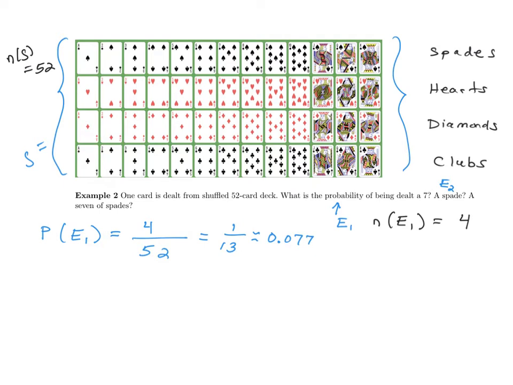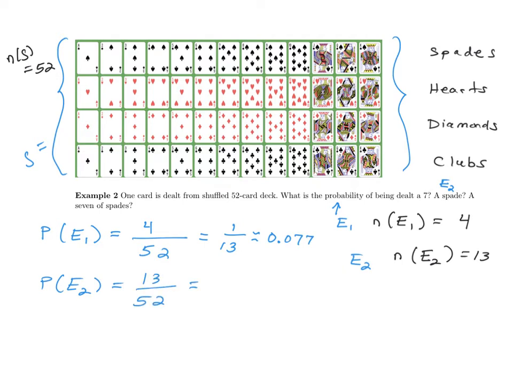So for that event, E2, being dealt a spade, what is the number of things in the event? When we're talking about spades, we're talking about all of the things in this suit. That's a total of 10, 11, 12, 13 cards. So there are 13 things in this event. This makes finding the probability nice if we know the formula. The probability of event 2 is 13 out of 52.